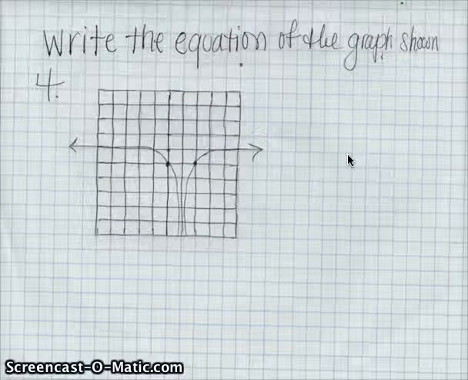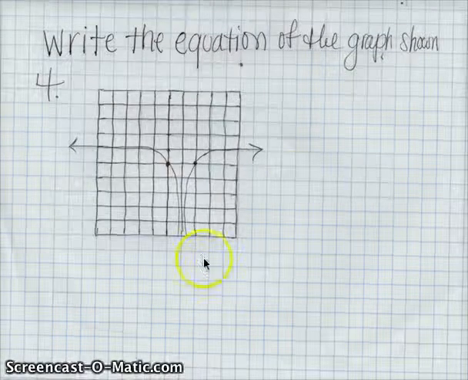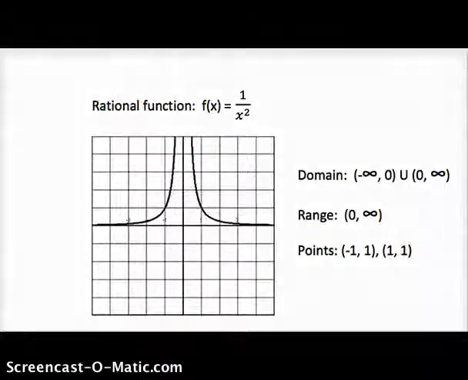Hi guys, I'm about to show you how to write the equation of the graph shown. In order to write the equation of the graph, you have to know first what the function is. In this scenario, the graph that was shown before is a rational function, and the function to that is 1 over x squared.